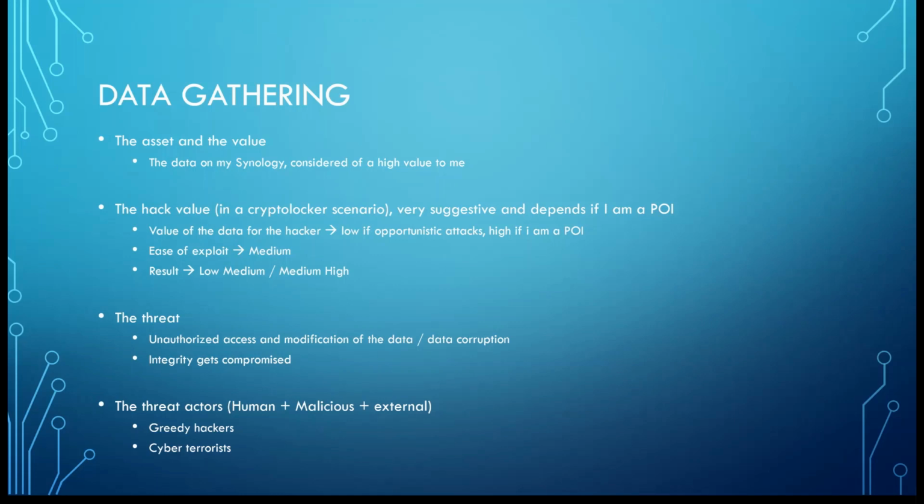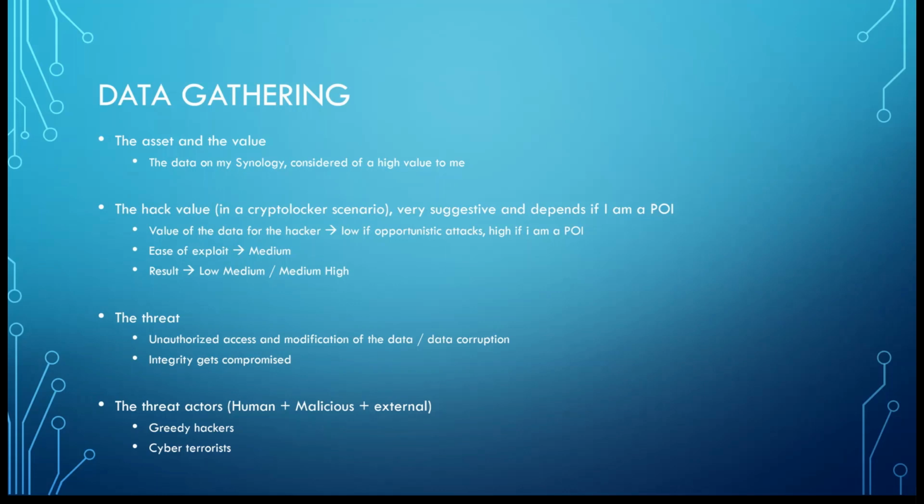So let's say, what is the value of my data to the hacker? If it's just an opportunistic attack, the value is probably low, because this person is going to attack a lot of people just to see if it's possible to attack and to grab some money from those people. But the value for him is low. He has no use of the data. That's the real difference.